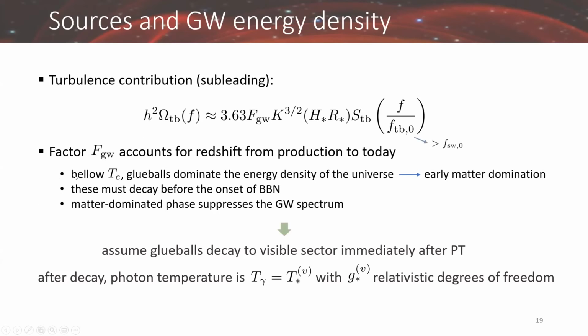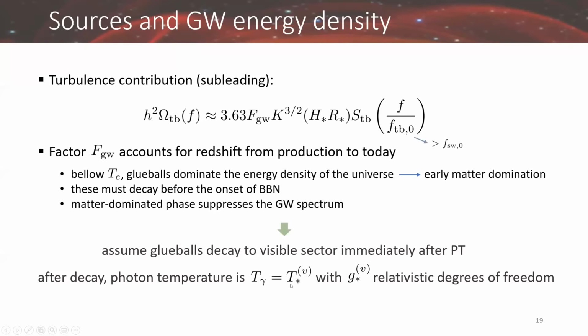So once you have confinement in a dark sector that's dominating, the glueballs are now going to start to dominate, and they behave as matter. So you're going to have an early matter domination phase. We know that these glueballs should decay before BBN, otherwise the predictions of BBN are contradicted. So also this matter dominated phase suppresses the gravity wave signal. So we're going to assume that the glueballs immediately decay after the phase transition to see what the maximal signal is. But if the glueballs linger for a little bit, it decreases the signal.